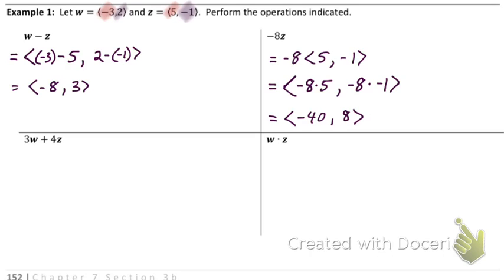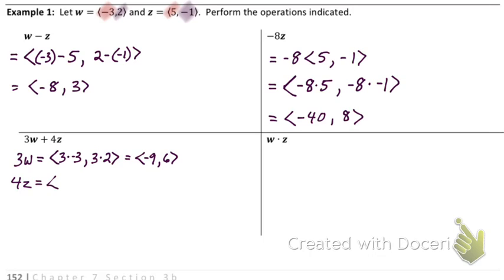Our final one is 3w plus 4z. Using PEMDAS, we'd need to know that multiplication comes before addition. So I need to figure out what 3w is, I need to figure out what 4z is, and then add them. So let's go ahead and do our 3w. And feel free to work ahead of me. So 3w would be 3 times that negative 3, comma, 3 times a 2. So that would be negative 9, 6 for my 3w.